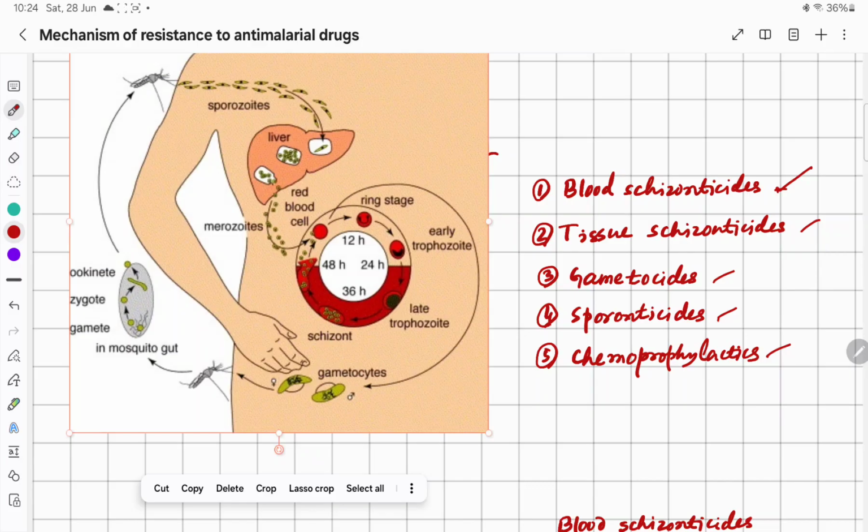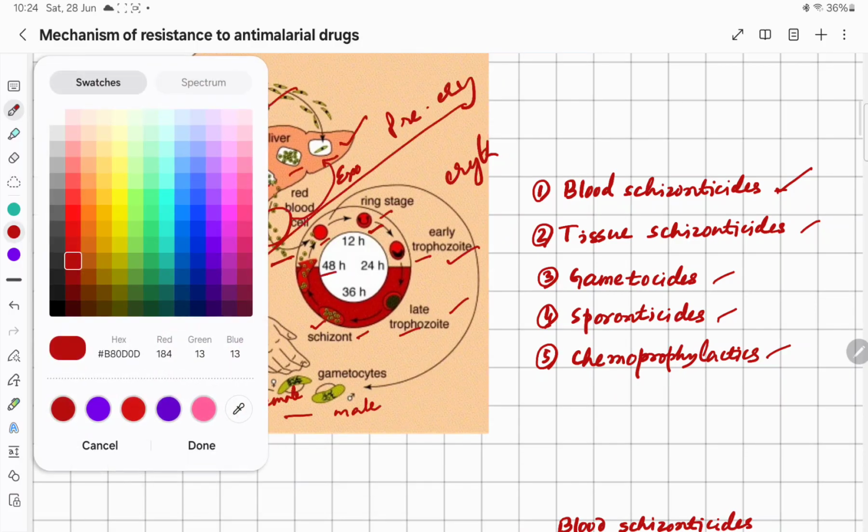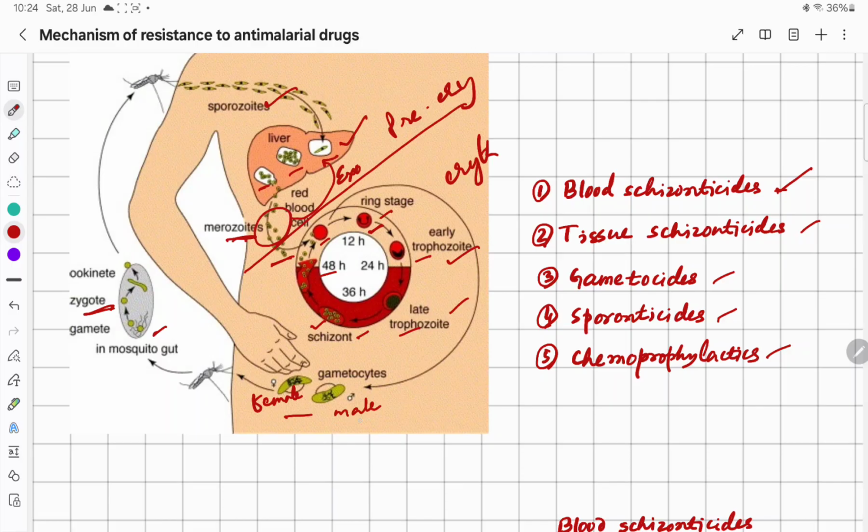And some of the merozoites in the initial stages can be converted to the male and female gametes, and some of the drugs can act on these gametes. They are called gametocides. And some of the drugs inhibit the process of gametes to sporozoites in the mosquito gut, and they are called as the sporontocides. And some of the drugs can inhibit this link between the pre-erythrocytic stage and the erythrocytic stage by killing these merozoites. They are called as the chemoprophylactics.